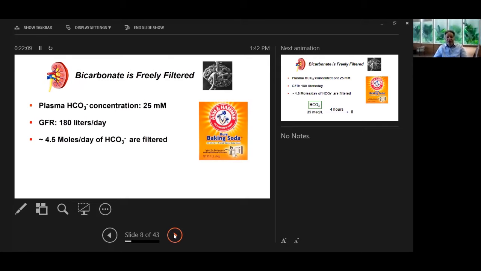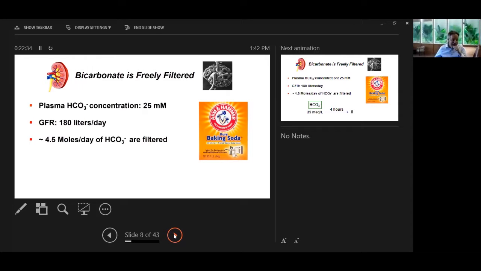Well, the first problem the kidney has is that bicarbonate is freely filtered, and there's a concentration of 25 millimoles in every liter. And every day we have about 150 to 180 liters going through all our 2 million glomeruli. And so that's about 4.5 moles a day, which is about what's in a box of Arm & Hammer baking soda. So that's what's filtered through all the glomeruli.